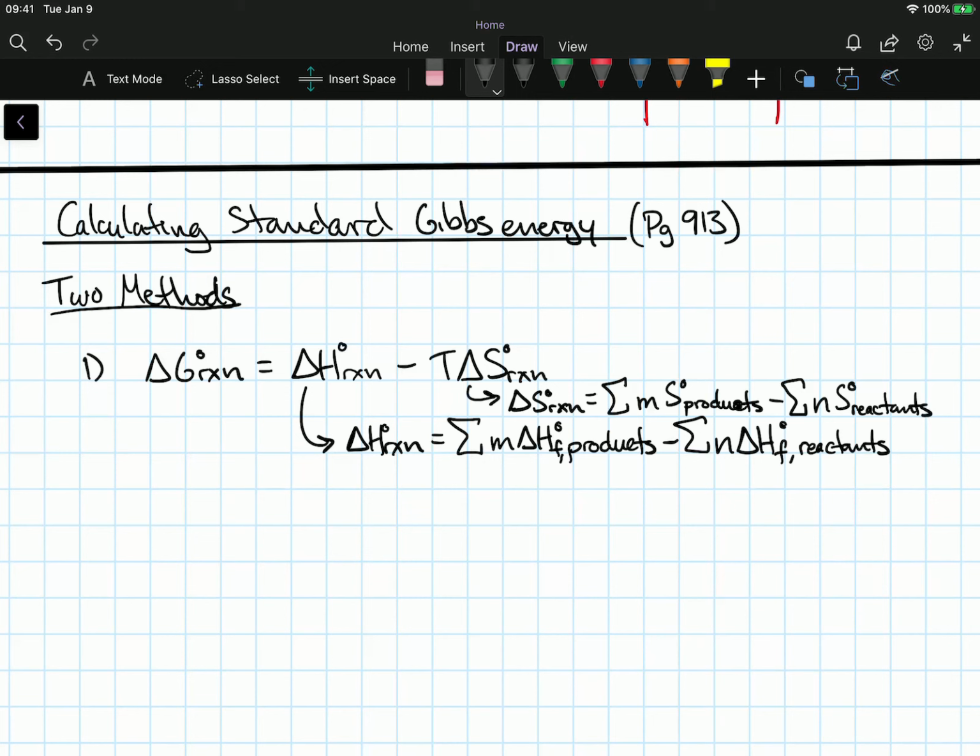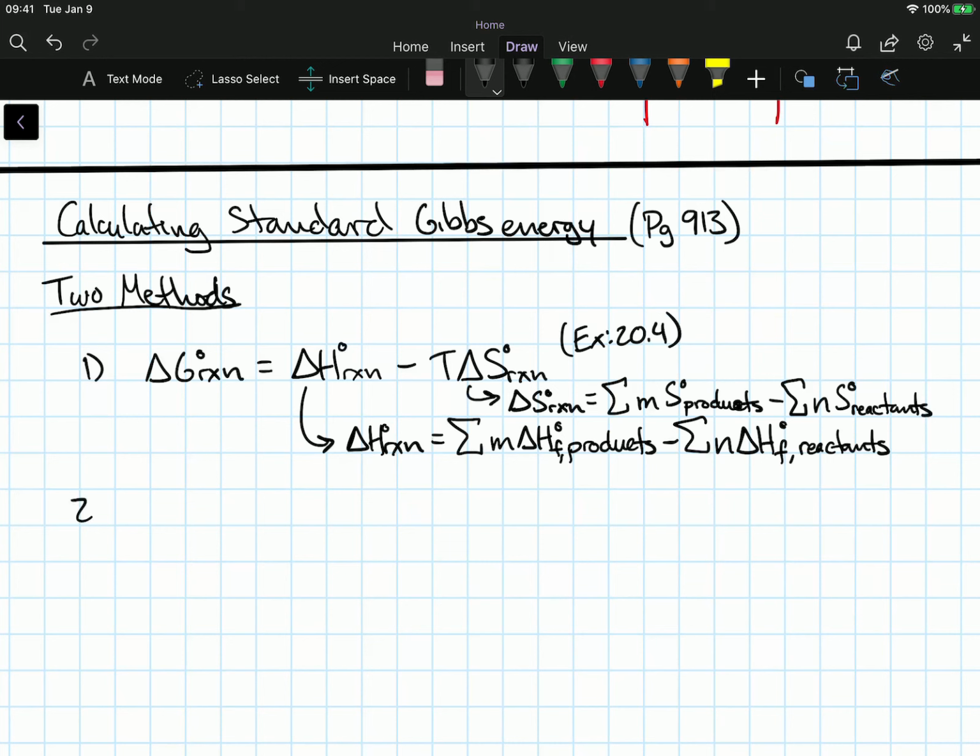So that's the first method. It involves two longer calculations, calculating the standard enthalpy, delta H naught, and then delta S naught, and plugging in T. And we're going to do that in an example down below, example 20.4 from your text.